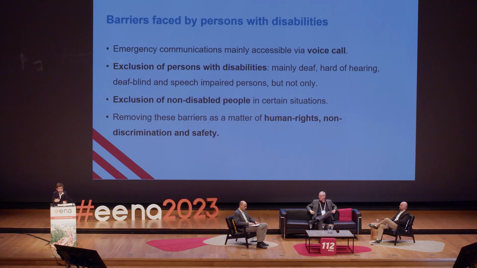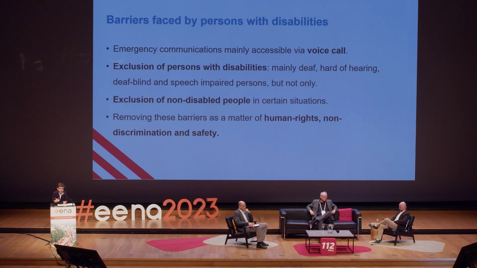Going into more detail on the topic of today, what are the barriers that persons with disabilities face when it comes to emergency communications? Most of us are aware that traditionally emergency calls were voice-based, and by default, this excluded persons who had other communication needs, basically deaf, hard of hearing, deafblind, and also people with some kind of speech impairment. But we need to understand that's not only the case, there are also non-disabled people that in certain situations might require other tools of communication.